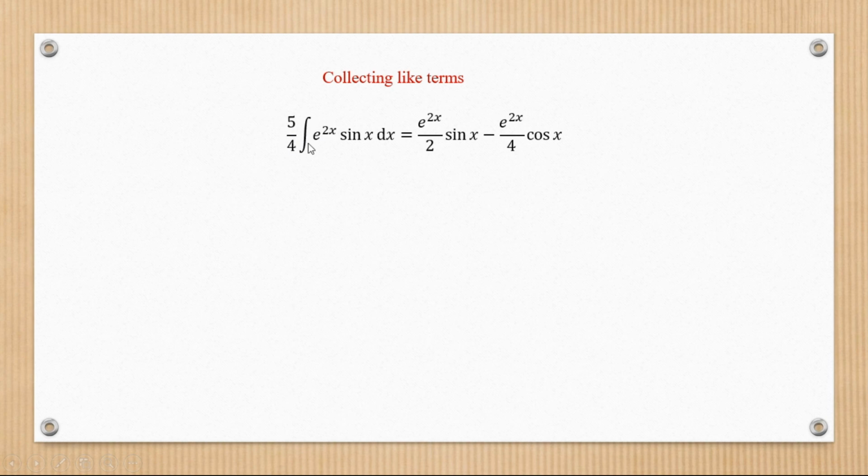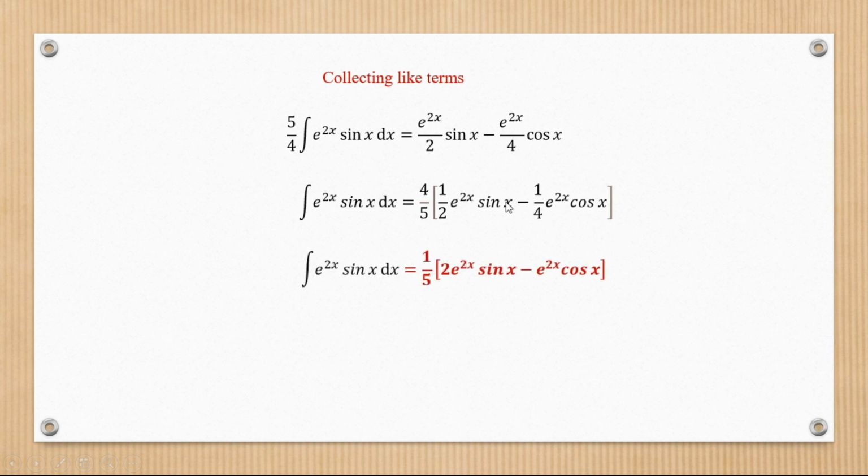So we have 5 over 4 into the integral of e2x sine x dx being equal to e2x over 2 sine x minus e2x over 4 cos x. And therefore, remember, still we need to make this the subject. So we'll have the integral of e2x sine x dx being equal to 4 over 5 into a half e2x sine x minus a quarter e2x cos x. So as you can see, for now, I'm going to multiply this 4 inside. So when I multiply the 4 inside, I'll leave 1 over 5 outside, and I multiply 4 inside, this will reduce, and I'll have 2 e2x sine x minus, this will become e2x cos x. And then this shall be our final answer.